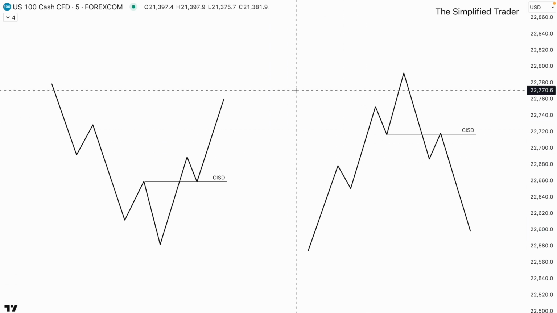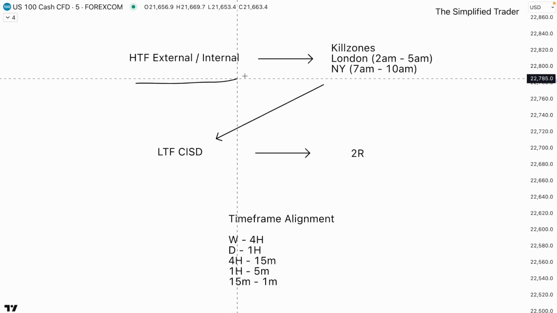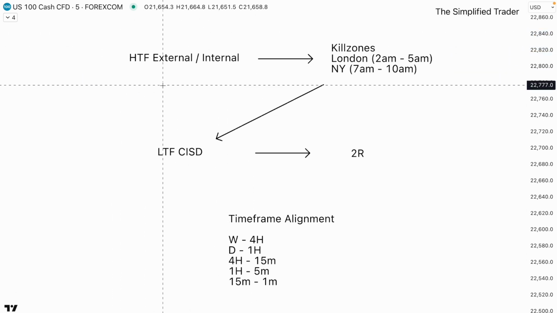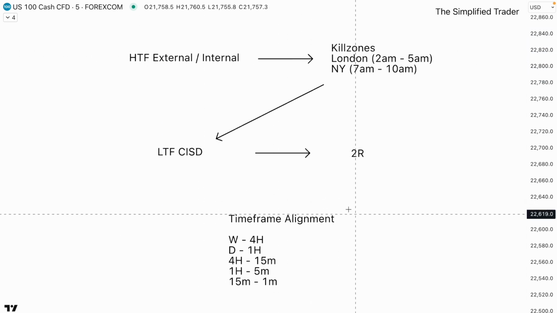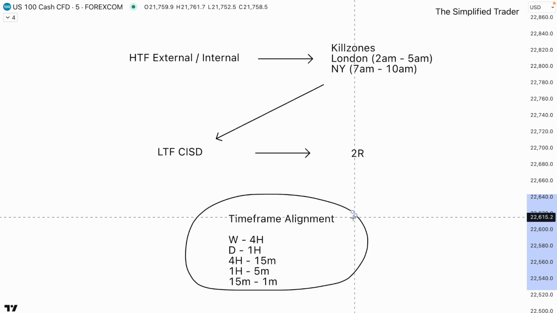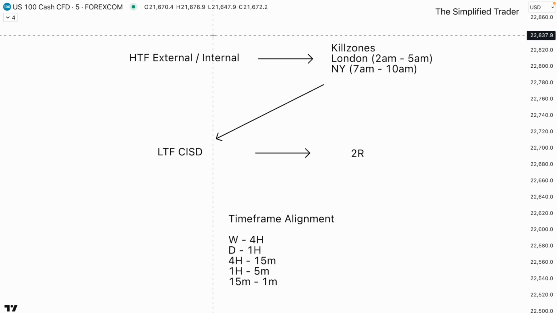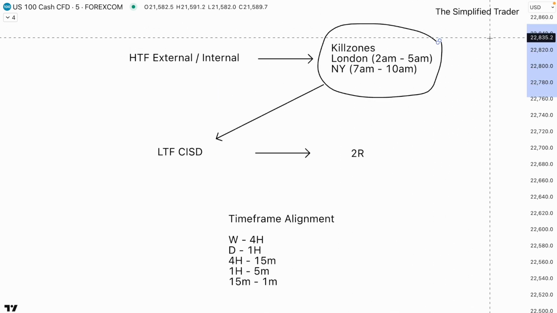Here we have everything we need in a rule-based form. Now, first of all, we need a higher time frame, external or internal pool to get taken, to get swept. When that happens, we drop to our lower time frames, and here we have our time frame alignment, but we'll get there. So after the higher time frame gets taken, external or internal, we go and we look for a kill zone. Remember, this is New York time.